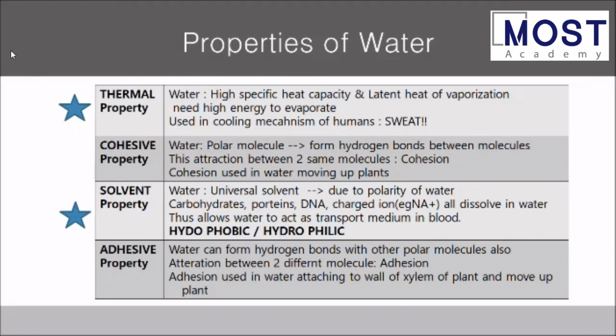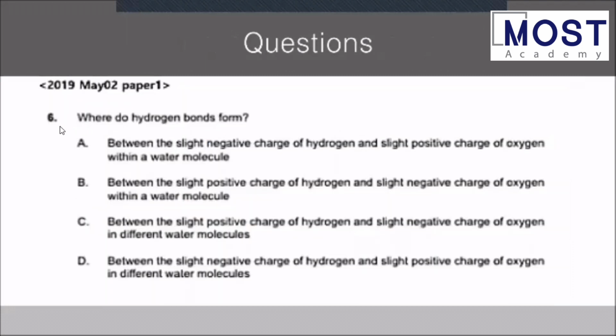So for water to be transported from the root to the stem to the leaves, both adhesive property and cohesive property are required. The adhesive property is the attraction between water and the xylem wall, and the cohesive property is the attraction between water and the water below. So these two properties are required for water moving up plants.